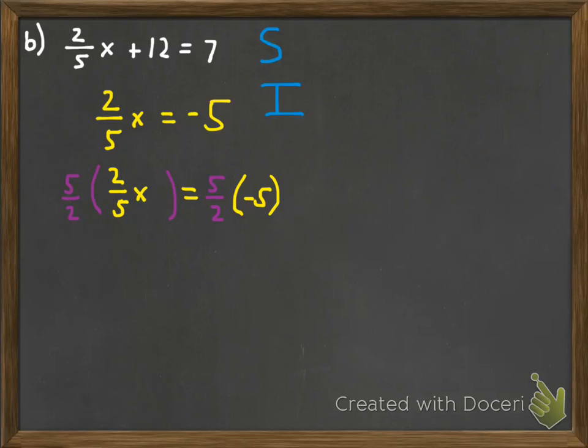All right, and the result, 5/2 times 2/5 is 10 over 10, which is 1. So that's going to give us 1x. And then make sure you don't subtract here. That's why I put the -5 in parentheses. This is a multiplication problem. It's not 5/2 minus 5.